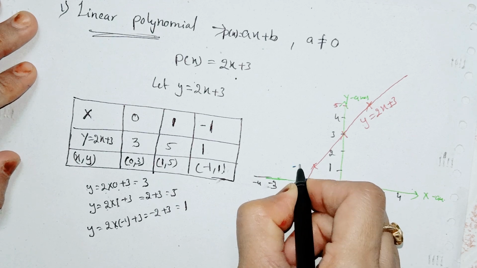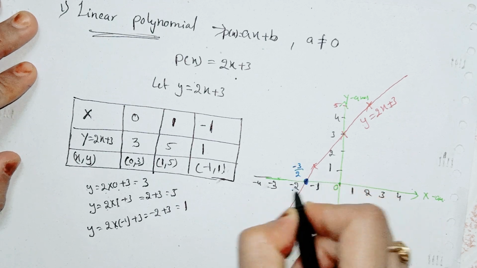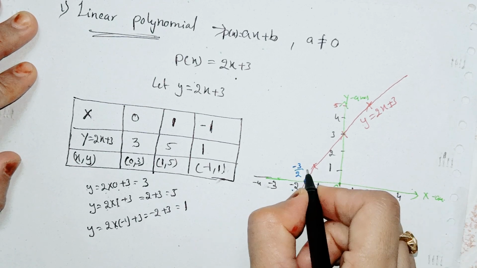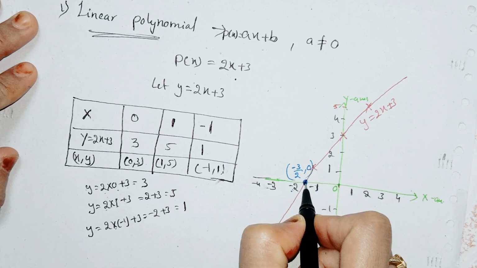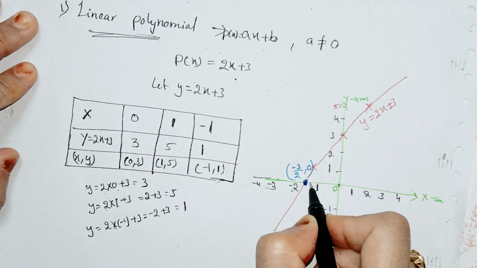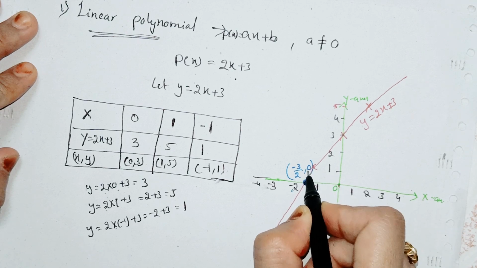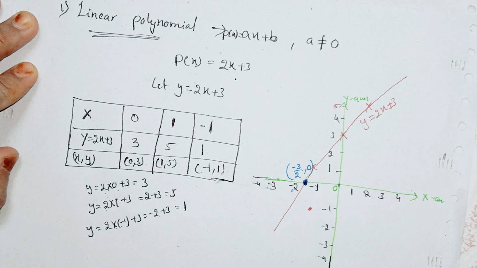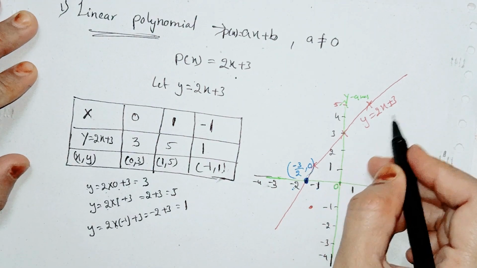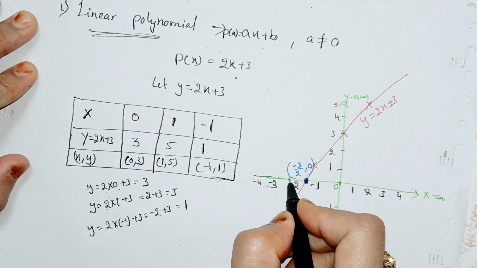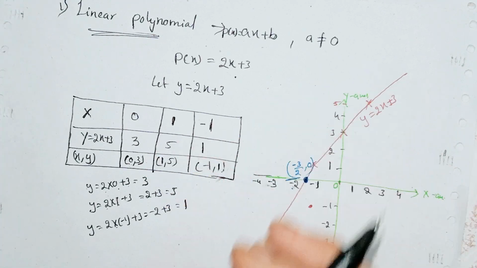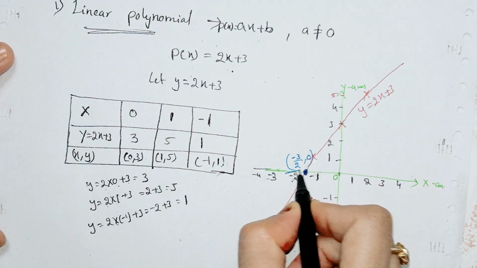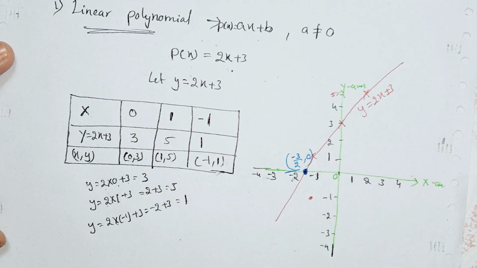So it will be minus 3 by 2 as it is on the x-axis. So, comma 0, there is no y coordinate here. As this is on the x-axis and we don't have any y coordinate here, that's why y is 0. So the 0 of this linear polynomial is minus 3 by 2. It means you have to take the x coordinate as the 0 of the polynomial. So here the 0 of the polynomial is minus 3 by 2.